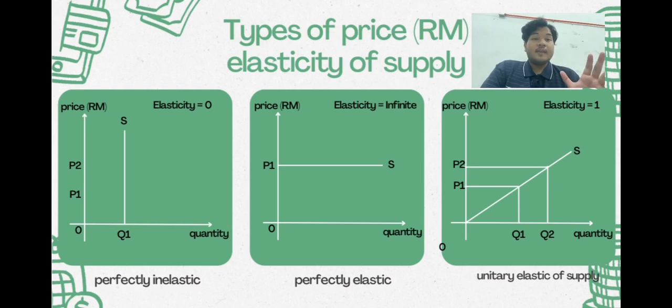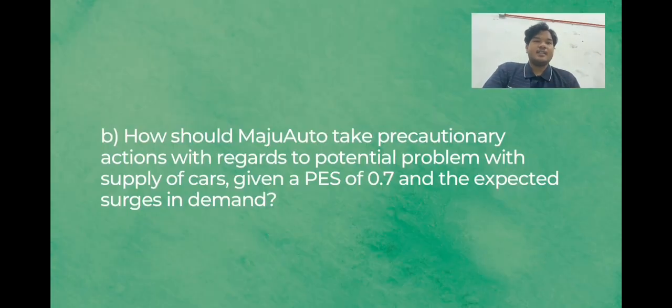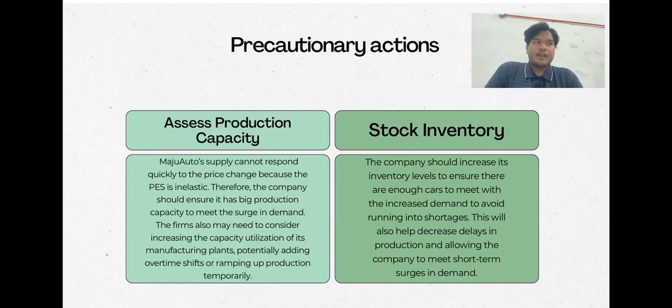So, when the business expects a surge in demand, the potential problem that may occur is a shortage. This will also lead to the firm not being able to achieve profit maximization. So, how can the firm take precautionary steps? Now, there are 2 steps that I suggest.